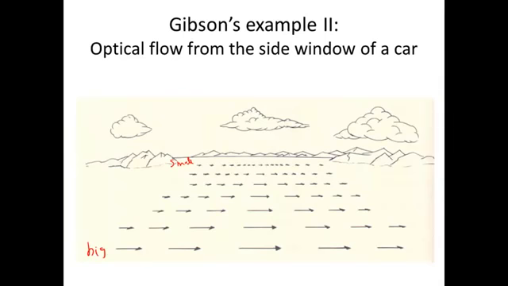But this example directly tells you that we have some information here to tell us about the depth, because essentially the smaller optical flow vectors correspond to large z, and we'll be able to figure this out exactly mathematically in a few slides.